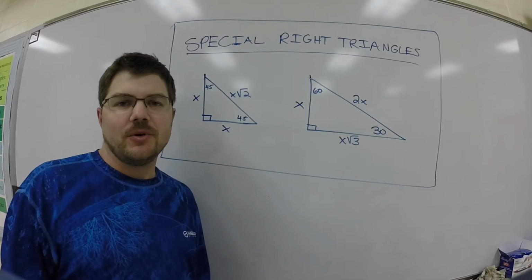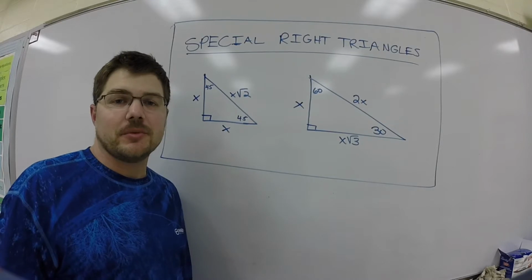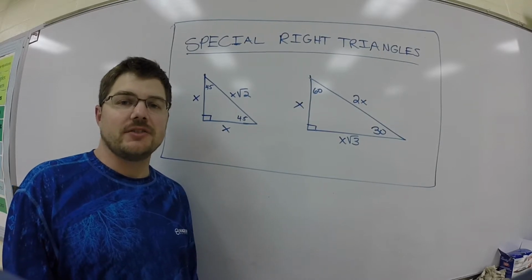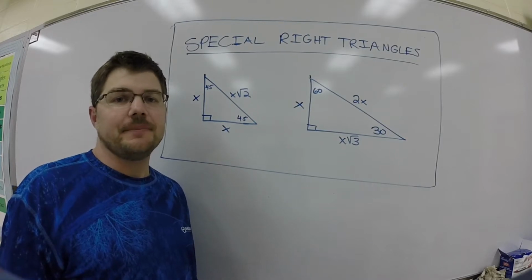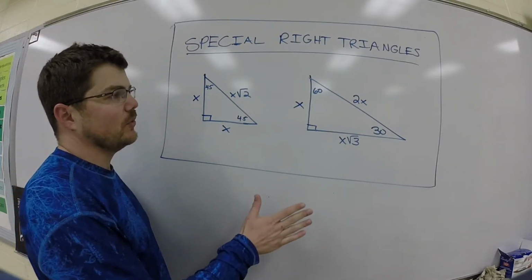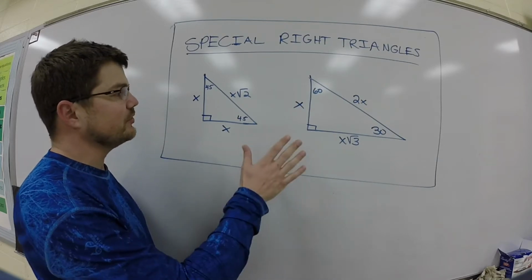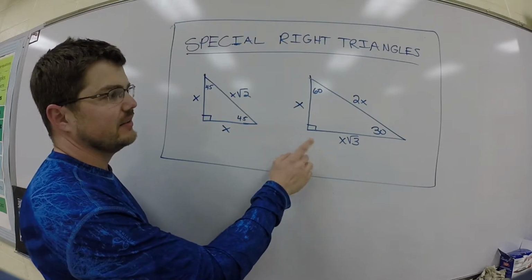Alright class, today in this video, I'll probably have to break it up into a couple of videos, we're going to go over your special right triangle study guide, and we'll go one question at a time. So what you need to know, formula wise, for your special right triangles, you have a 45, 45, 90 and a 30, 60, 90 triangle.